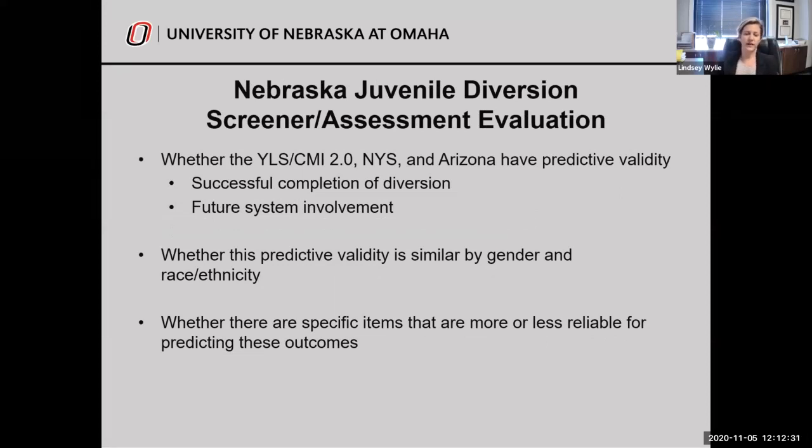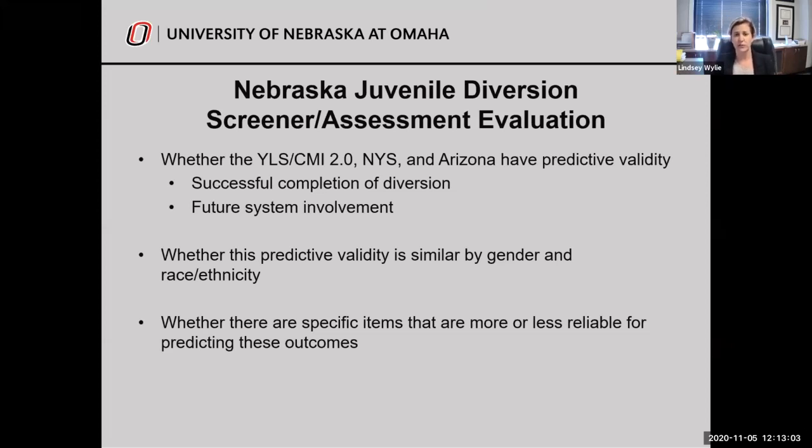So the goal of the evaluation of screeners and assessment was to see if those three tools have predictive validity. One of the goals of risk assessment tools is to predict risk, right? What risk level is this kid, and what are they at risk for committing future offenses? So we looked at two time points: whether the risk tool predicted successful completion of diversion, and whether the tool predicted future system involvement.